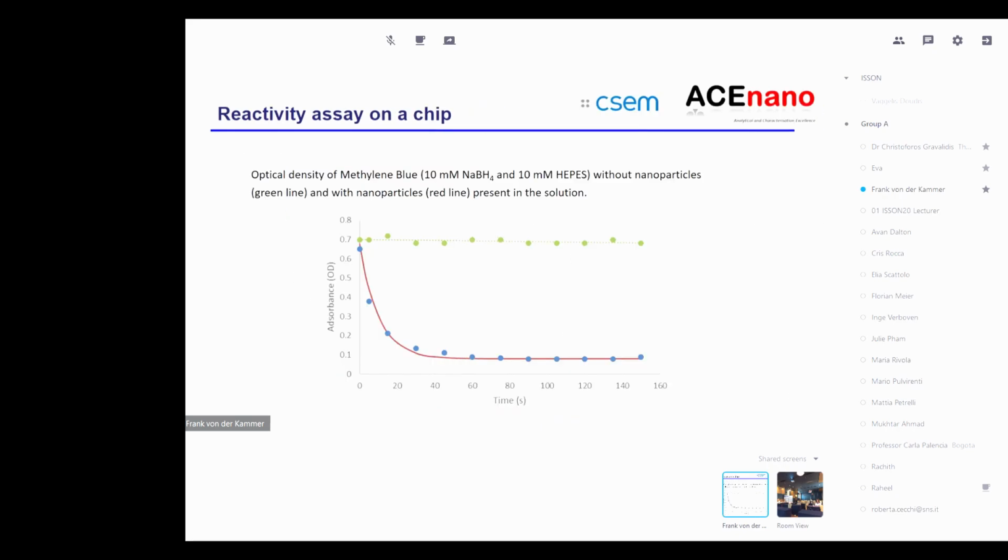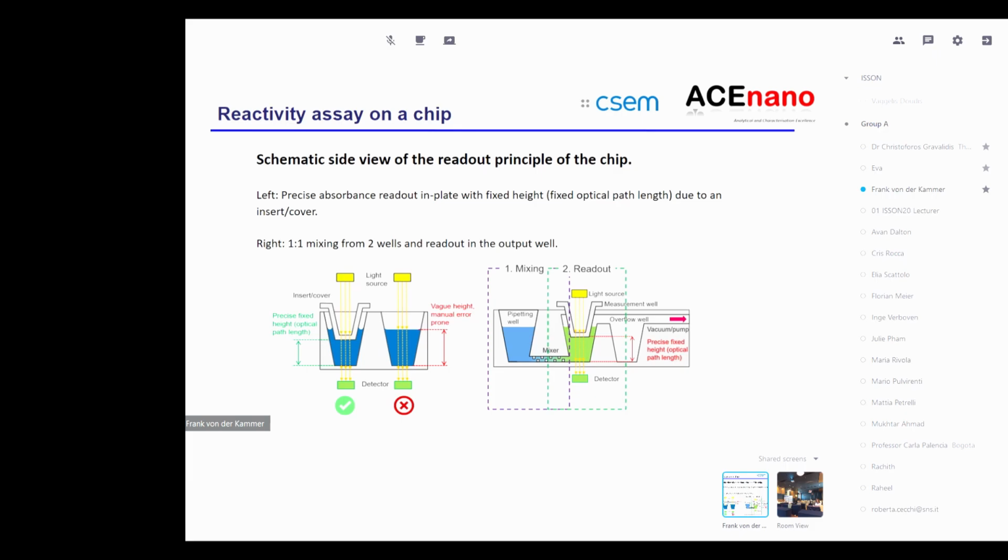And we can see here the testing of silver nanoparticles and methylene blue. So the silver nanoparticles reduce the methylene blue to leuco methylene blue that is non-absorbing of the light. And this is the reaction kinetics over time in seconds here that can be nicely monitored with this device. And as I said, 24 wells in parallel.